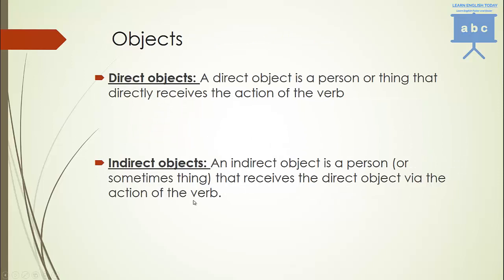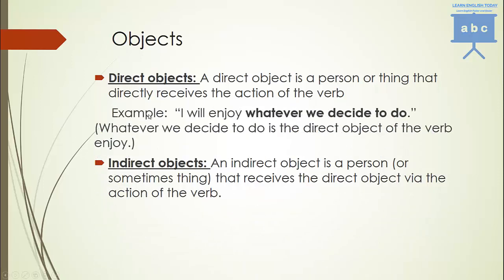And next, object. We have two kinds of object: direct object and indirect object. What is a direct object? A direct object is a person or thing that directly receives the action of the verb. Look at this example: "I will enjoy whatever we decide to do." "Whatever we decide to do" is the direct object of the verb "enjoy." It is the noun clause that acts as an object, and it directly receives the verb.